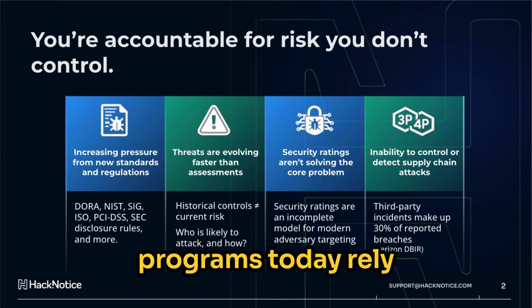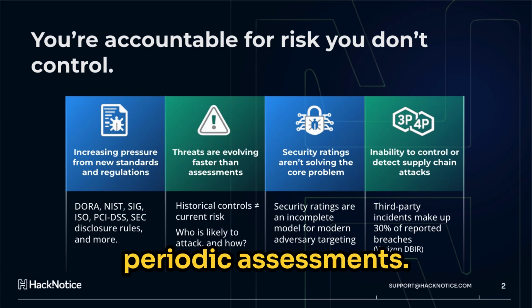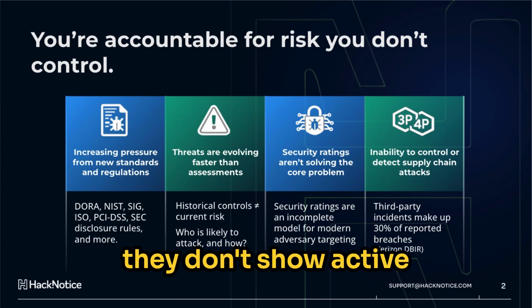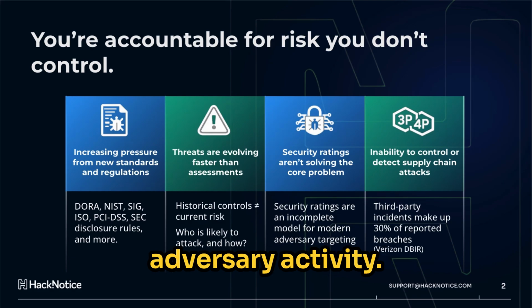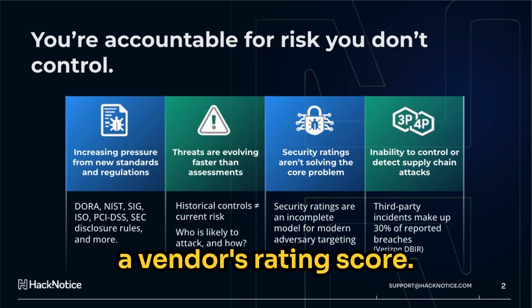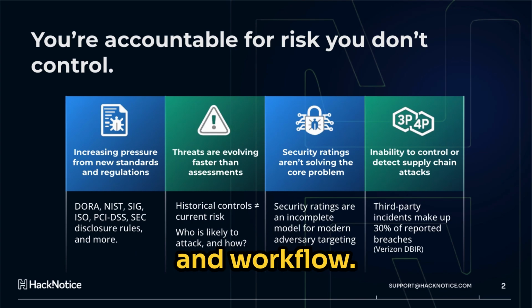Most third-party risk programs today rely on questionnaires, security ratings, or periodic assessments. These approaches measure posture, but they don't show active compromise or real adversary activity. Attackers don't just choose targets based on a vendor's rating score. They move based on opportunity, exposure, and workflow.